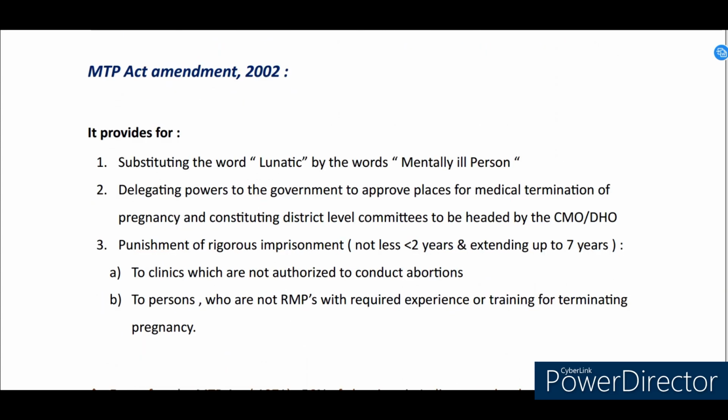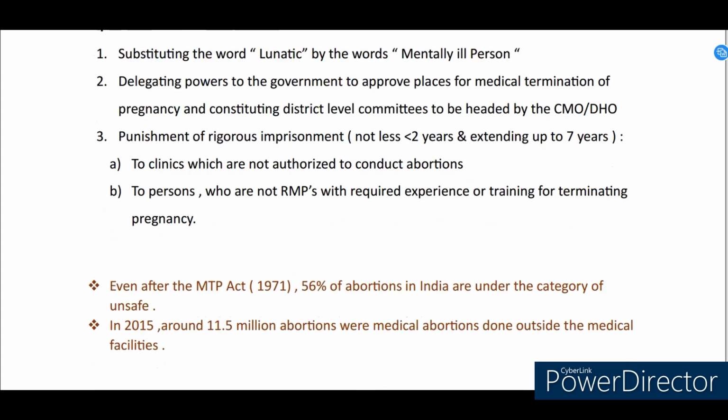So, the MTP Act was amended in 2002 and it provides for the following. Substituting the word lunatic by the words mentally ill person. And it has given powers to the government that include the district level committee headed by the chief medical officer or district health officer to approve places for medical termination of pregnancy. And serious punishment, which includes imprisonment of not less than 2 years and extending up to 7 years, to those clinics which are not authorized to conduct abortions and to those persons who are not registered medical practitioners with required experience or training for terminating pregnancy.